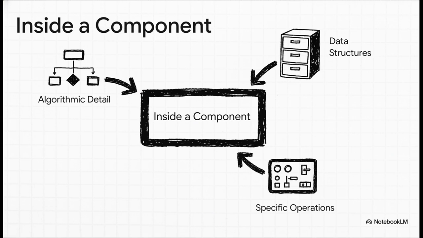For each component, we figure out what kind of information does this one piece need to hold on to? What's the step-by-step logic it's going to use to do its job? And what specific functions will it offer to the other parts of the system? We're just describing the internal machinery of one room at a time.